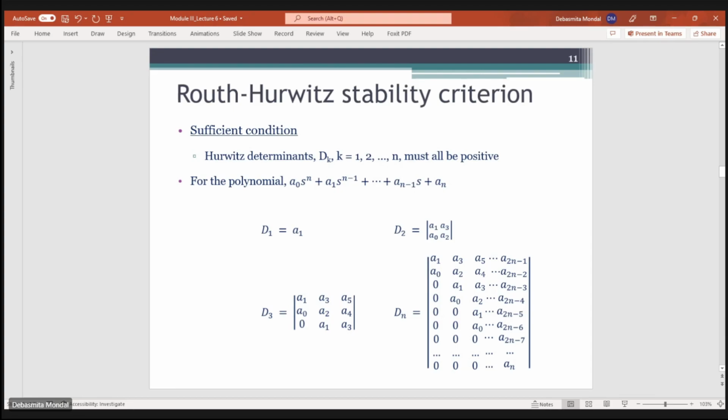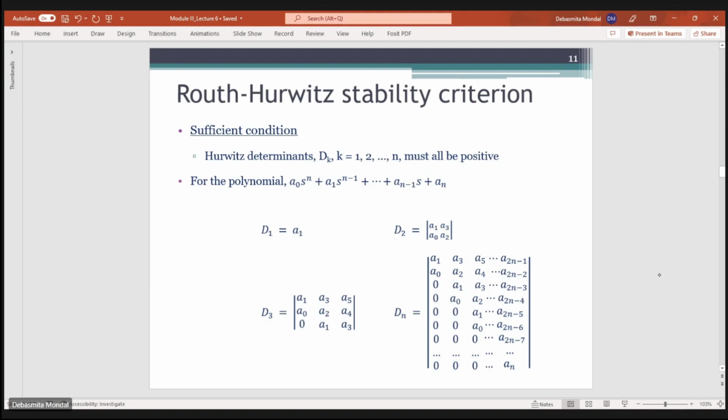system is stable. So by definition, for these Hurwitz determinants, if you see this polynomial, then D1 will be given by A1, then D2 will be a determinant which is formed in this form. So you have A1 and A0 in the first column, and then you have A3, the third term, and A2 in this way.